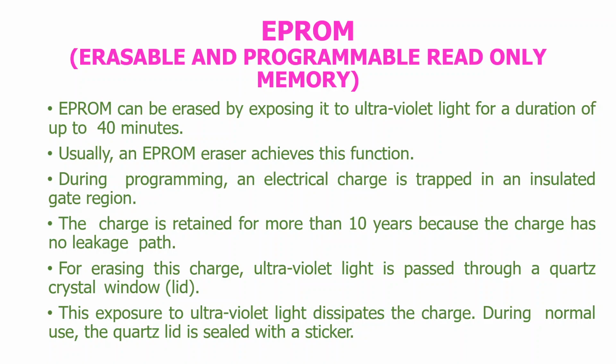If you want to erase even a single group, for example some part of the memory, we have to expose it to ultraviolet. We have to erase the entire chip, and then we have to reprogram the entire chip.